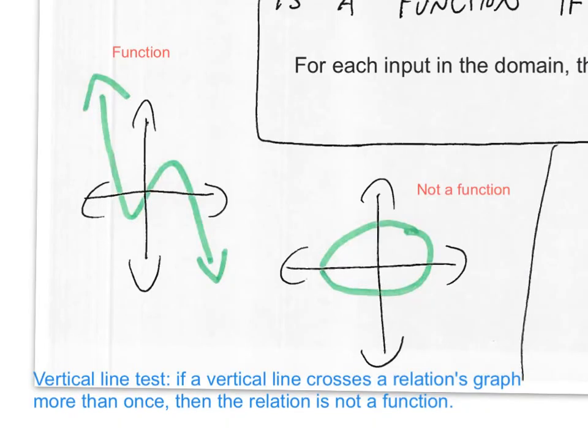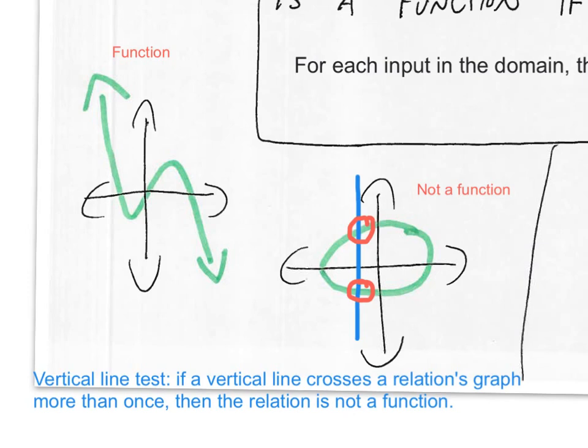Finally, we look at graphs. With graphs, we can test whether or not a relation is a function by drawing a vertical line. If the vertical line crosses the relation's graph more than once, then the relation is not a function. Hence, the graph on the right is not a function.